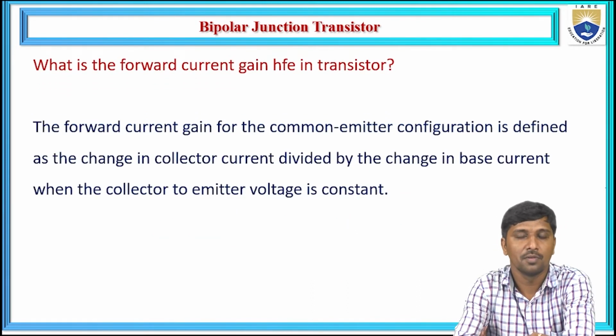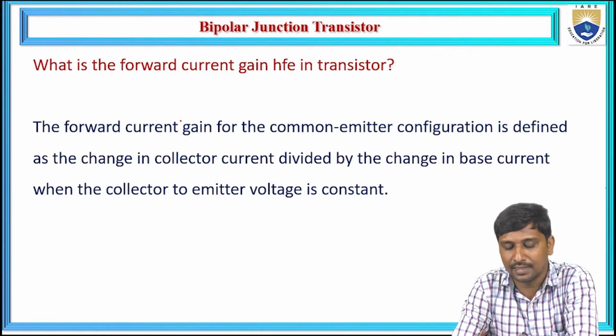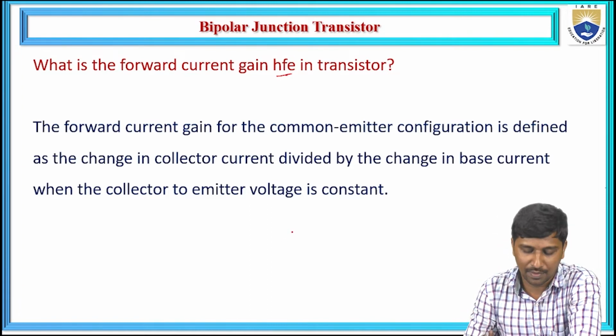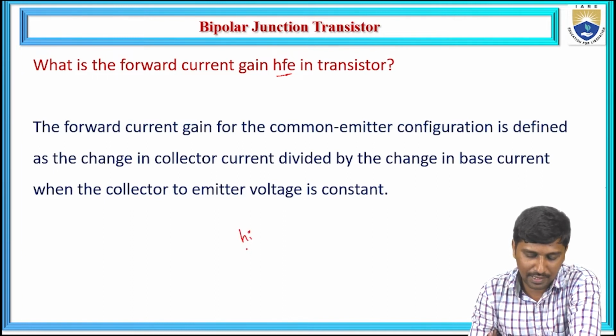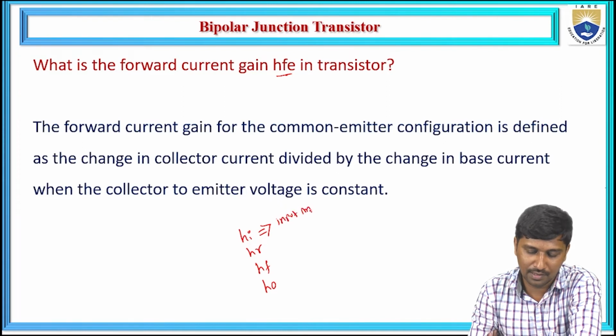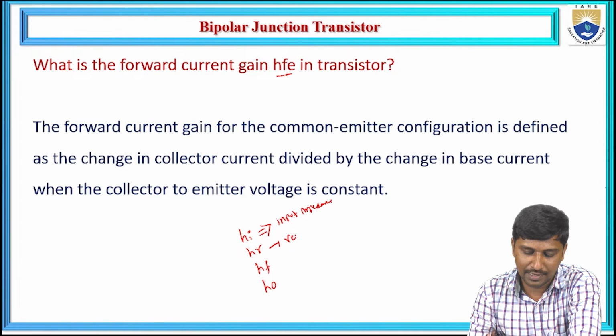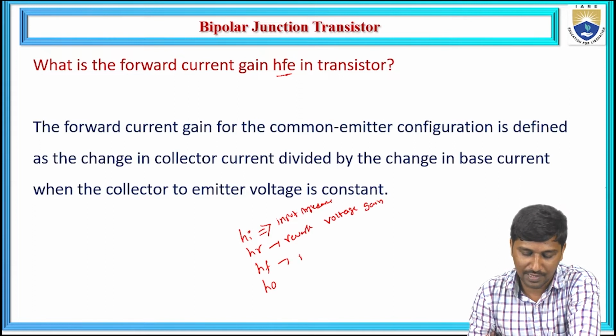Now we need to define the forward gain of the transistor. The forward current gain is defined as HFE in the common emitter configuration. Actually, we have the four H parameter models, represented as HI, HR, HF, and HO, where HI is the input impedance, HR is the reverse voltage gain, HF is the forward current gain, and HO is the output admittance.